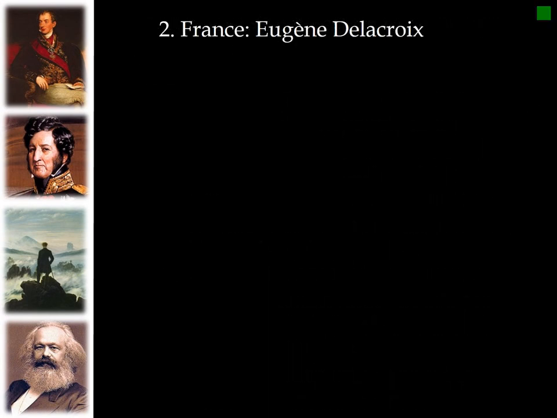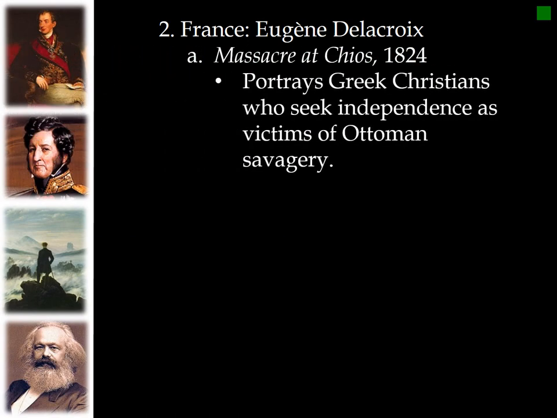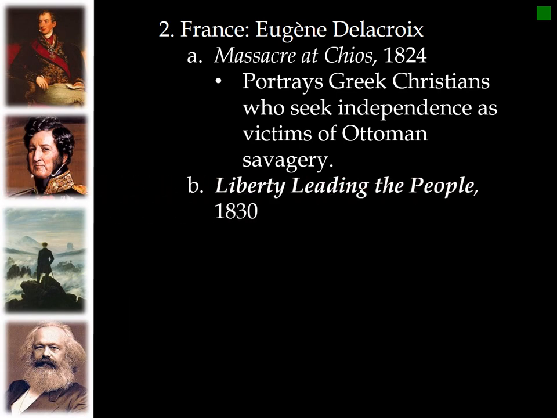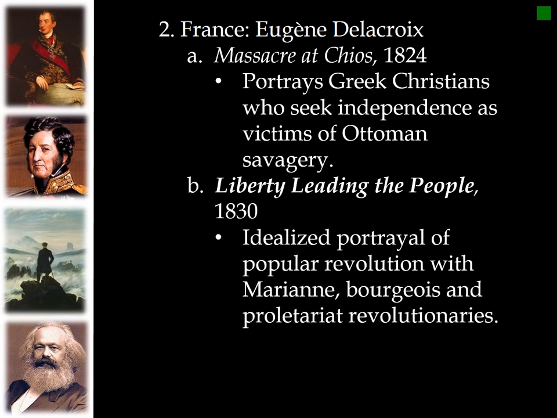In France, Eugene Delacroix, that we saw before, his Massacre at Chios of 1824 portrays Greek Christians who seek independence as victims of Ottoman savagery. This, of course, is a byproduct from that Greek War of Independence that was fought during that time period. His, of course, Liberty Leading the People from 1830, as we saw before, idealized the portrayal of popular revolution with Marianne, who is sort of seen as the symbol of French nationalism, the bourgeois and the proletariat revolutions all incorporated.